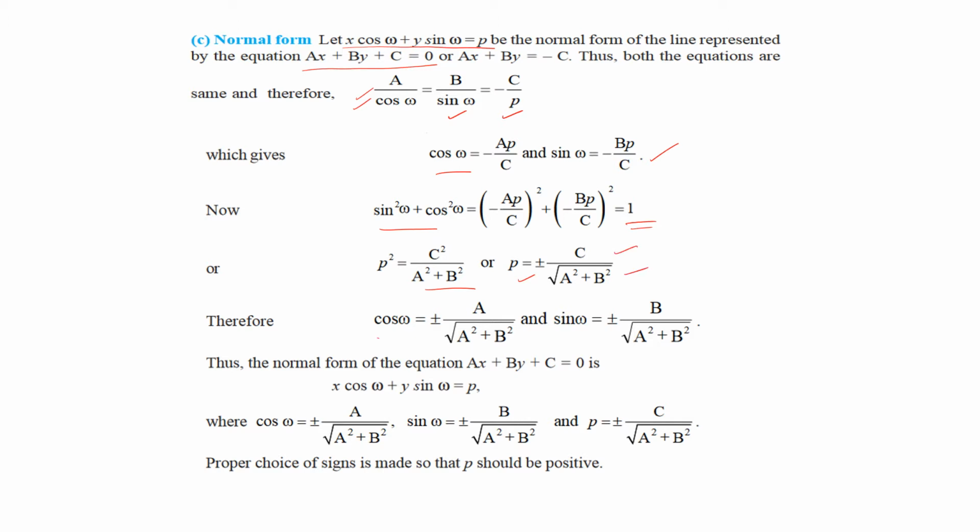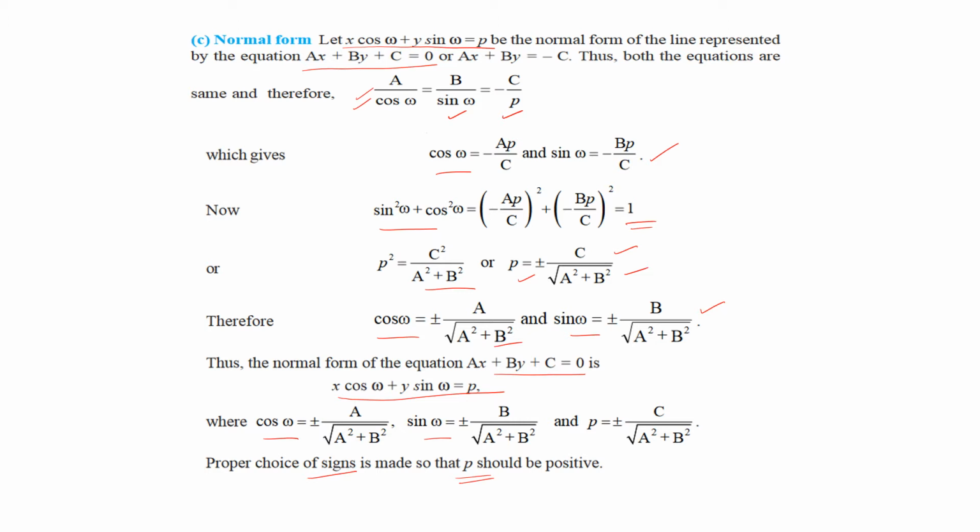So, cos omega becomes plus minus a upon root a square plus b square, and sin omega becomes plus minus b upon root a square plus b square. So, the normal form of the equation of a line is x cos omega plus y sin omega equal to p, where cos omega is plus minus a upon root a square plus b square, sin omega is plus minus b upon root a square plus b square, and p is plus minus c upon root a square plus b square. We should keep in mind that we should make the proper choice of signs so that p, the perpendicular distance, is always positive.